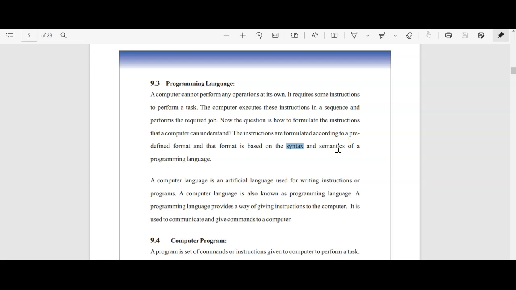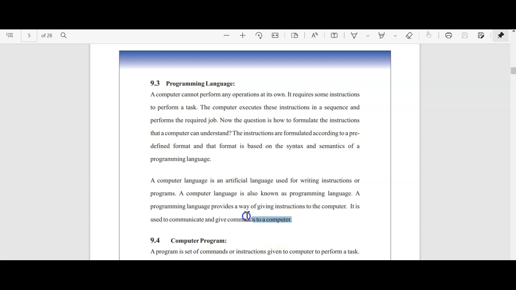As we said, the computer only understands binary language. It doesn't mean you just give any binary to the computer. You need to give binary which makes sense as instructions. So a computer language is an artificial language which is used for writing instructions or programs. A computer language is also known as a programming language. It provides a way of giving instructions and commands to a computer.